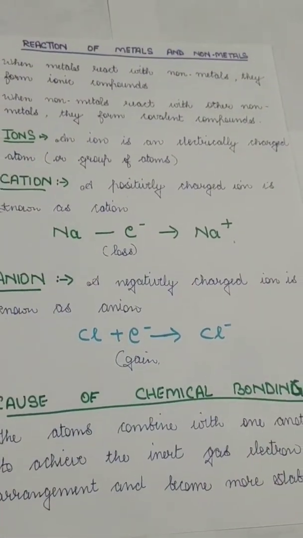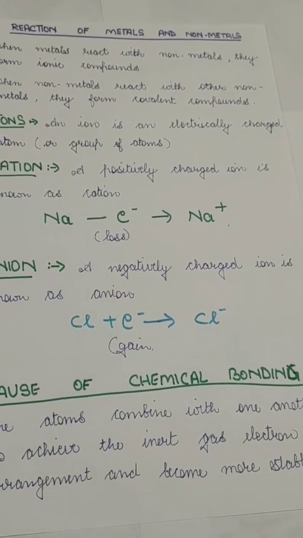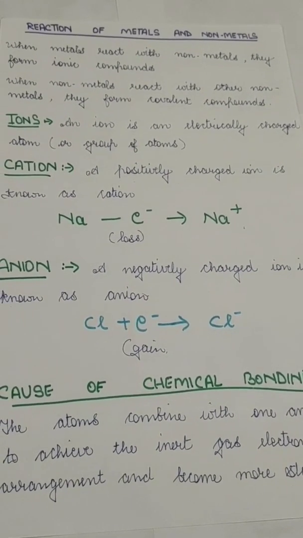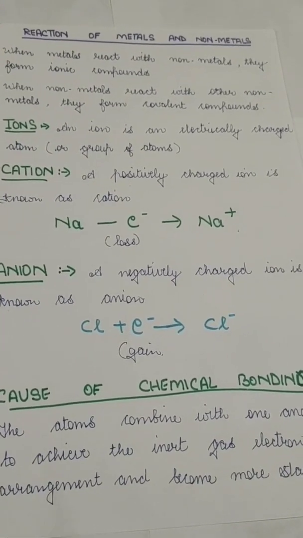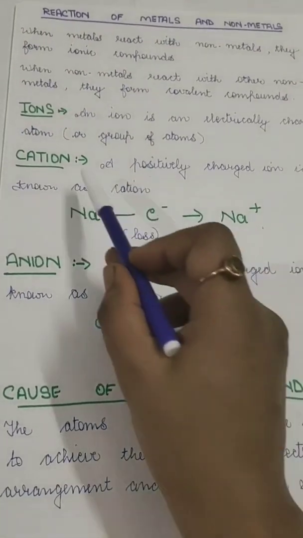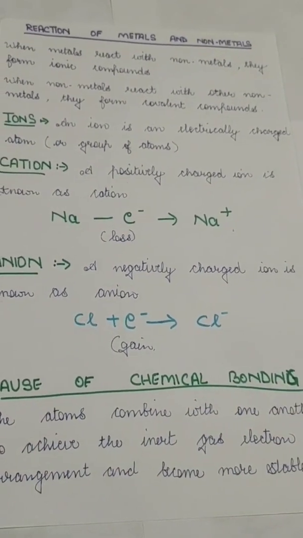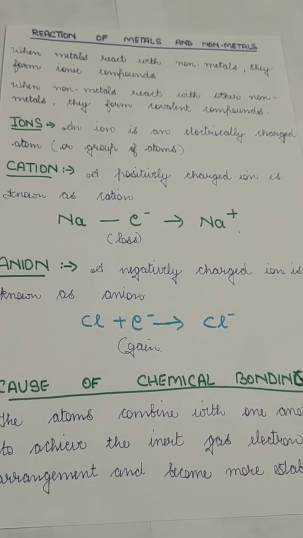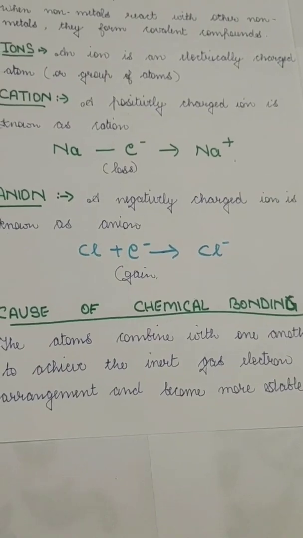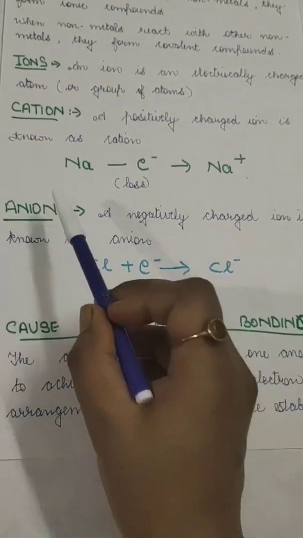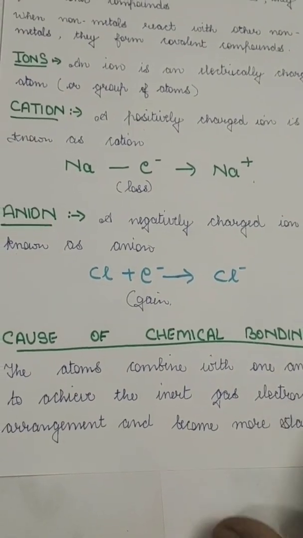Cation is a positively charged ion. So when any atom donates any electron, it becomes a positive ion, and for the positive ion we have a term called cation. Same with anion: whenever an atom accepts an electron, it becomes negatively charged. So a negatively charged ion is called an anion. These terms you should always remember in your mind. So please learn them by heart.